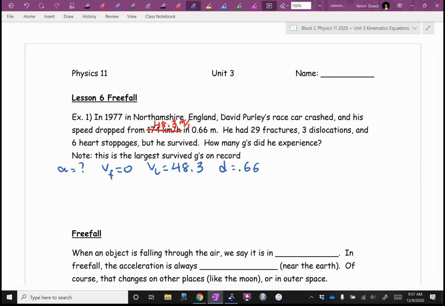Which equation? Stop. Get the A by itself. It is the VF squared equals VI squared plus 2AD. So now let's see if we can go straight to writing the modified equation as A equals. What's going to drop down like a domino? The VF squared, then what? Minus VI squared, then what? Divide by 2D. Nice.